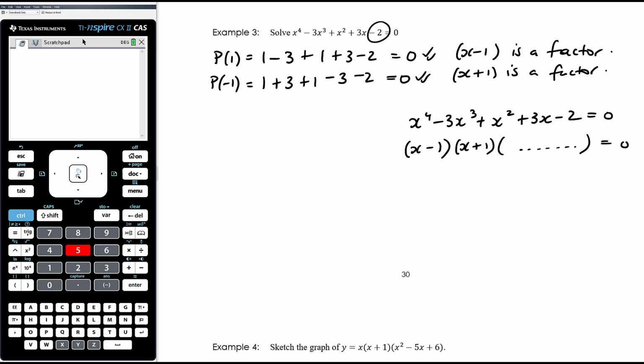So we're going to need to divide to find what this is. This is what we're trying to find, okay? But actually the easiest way would be to divide by the quadratic. So if we combine those together, that's x squared minus 1. It's a difference of two squares.